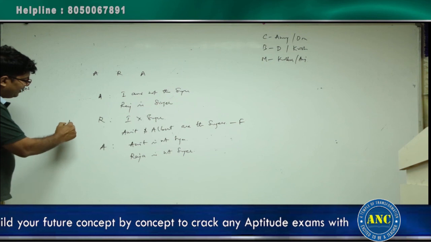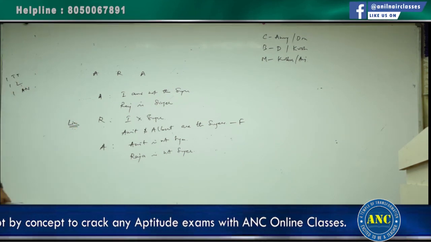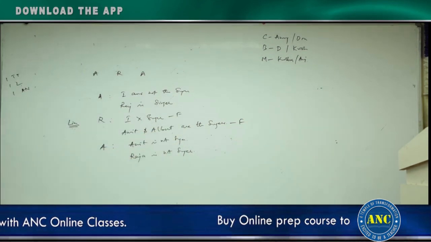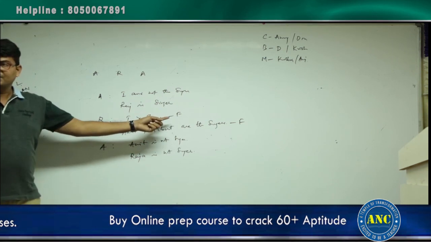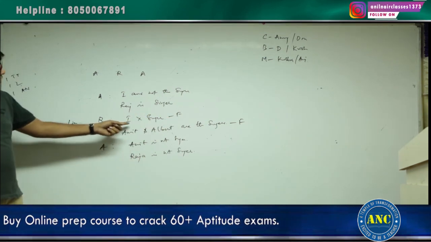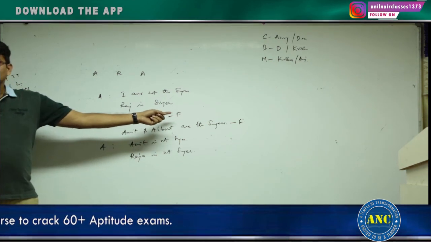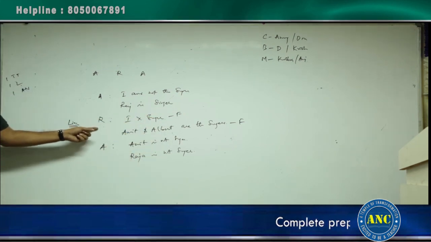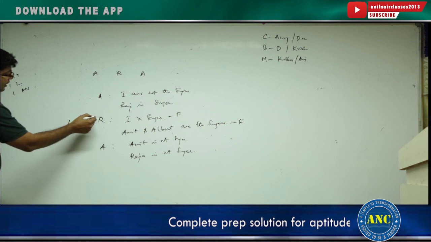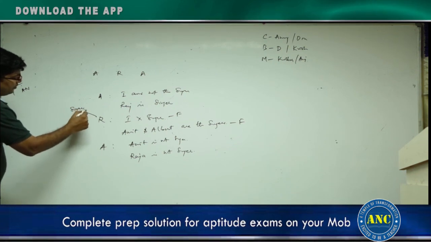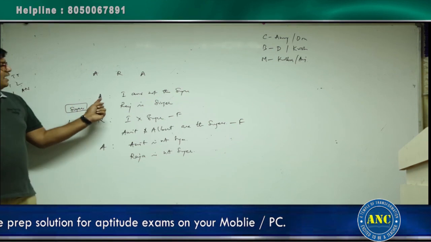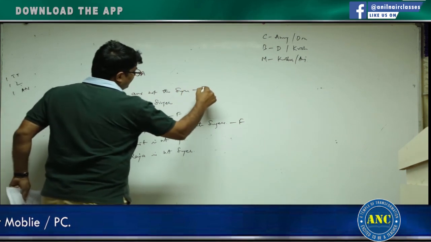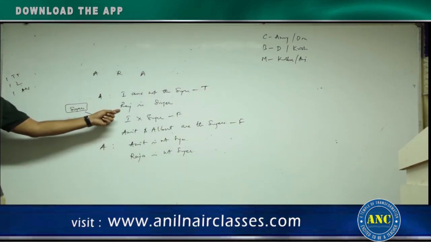Let's assume he is a liar. If he is a liar, then I am not a singer is a false statement. So what does that mean? He is the singer. Yes or no? Now we need to assume Raju is the singer. Now, Amit saying I am not the singer will be a true statement. And Raju is a singer is also a true statement.